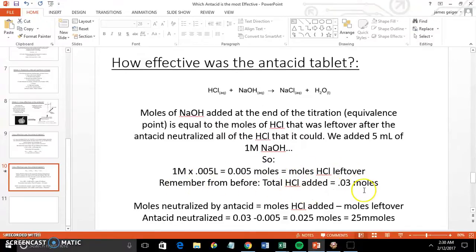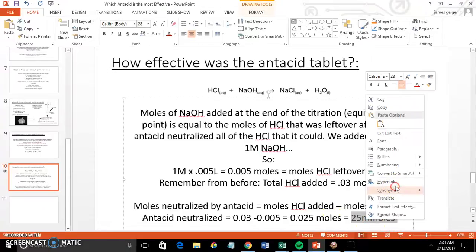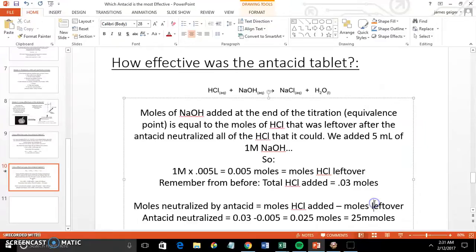So remember from before, our total added is 0.03 moles. Our moles neutralized by the antacid is the moles of HCl we added minus the moles that were left over after it worked, right? The moles left over is equal to the moles of sodium hydroxide that we titrated with. So the antacid neutralized 0.03 minus 0.005, which equals 0.025 moles, or as we're going to say, 25 millimoles. So we would know we neutralized 25 millimoles of hydrochloric acid with our antacid tablets.